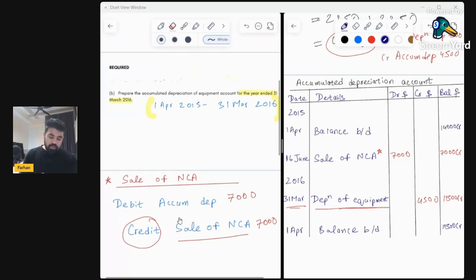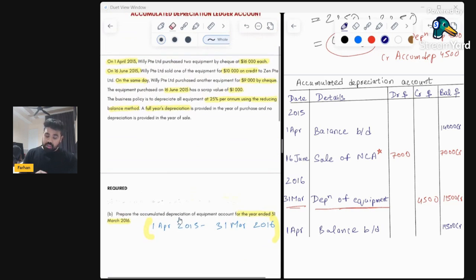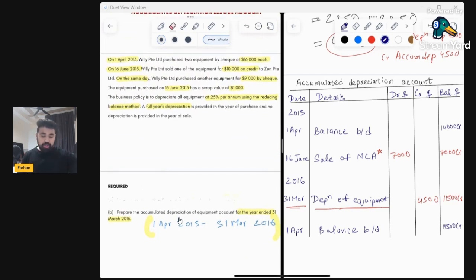All right. So I believe this question is quite important for your exam if you want to score full marks. And I believe this question clears doubts that you have had originally. You can also check the other videos on accumulated depreciation account, sale of non-current asset account, and also preparing a regular non-current asset account, which you can find in the videos that I've uploaded in the past.